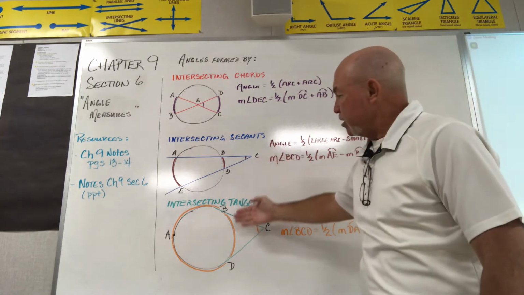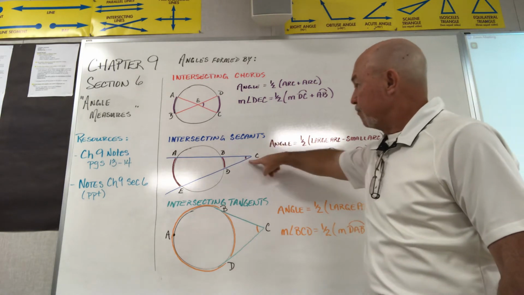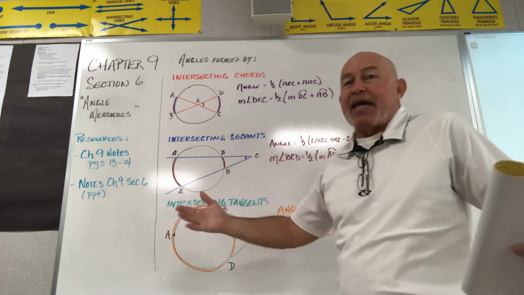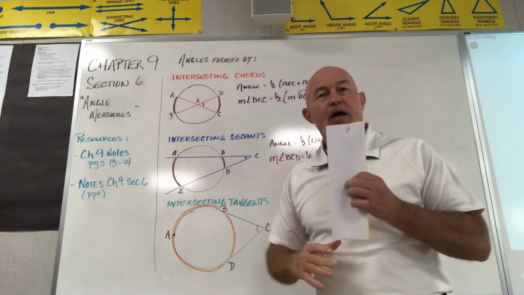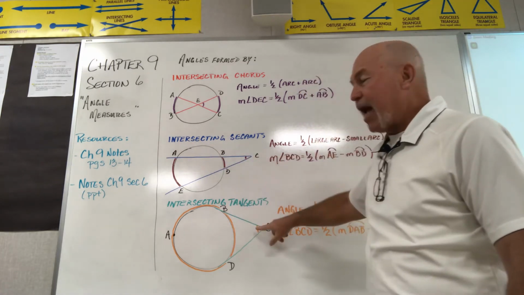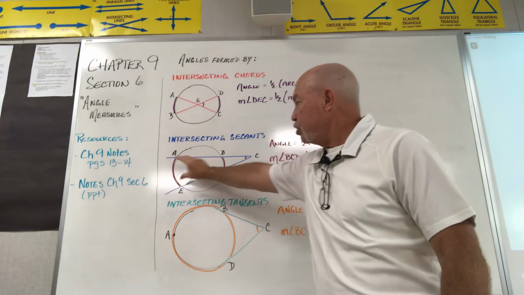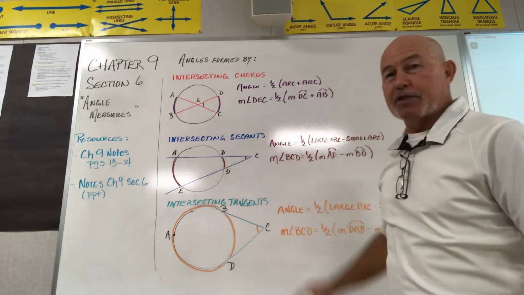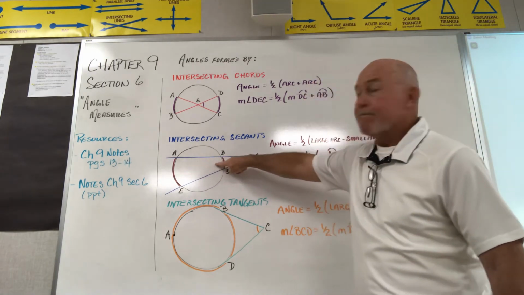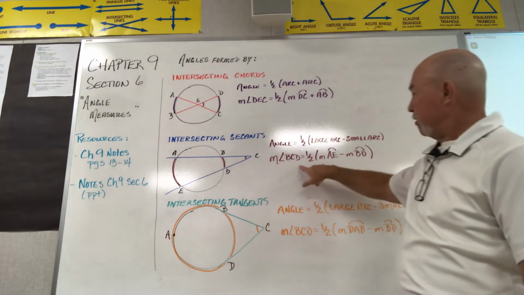Now, there's two instances where it's outside. If they are intersecting secants, if they're intersecting tangents, or if you have a tangent and a secant, all three are the same. If the angle is outside, we subtract the arcs. Large minus small, divide by 2. So in this case, I would take AE minus BD, divide by 2. That's the measure of angle C, right there.